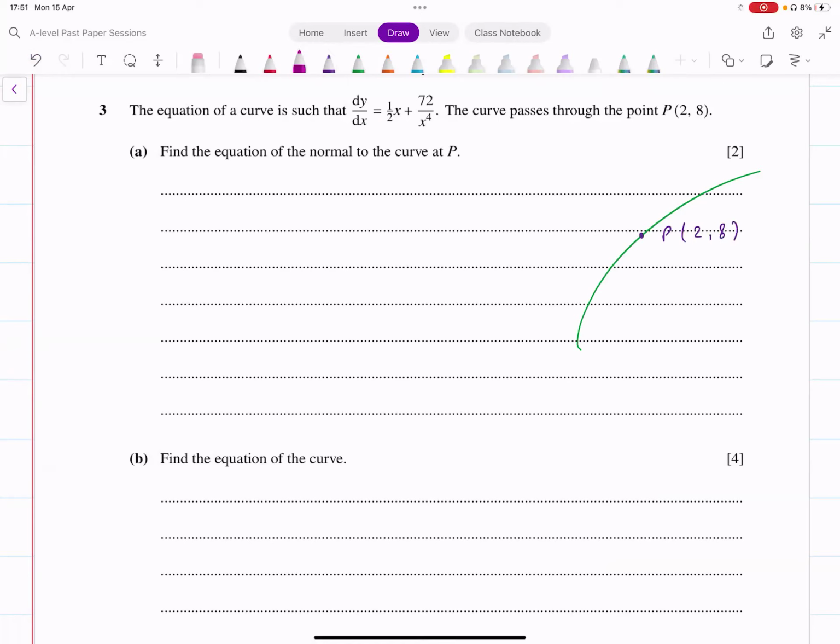What's the normal going to look like? Normal is the line that is perpendicular to the curve at this point. This is the normal. Okay.